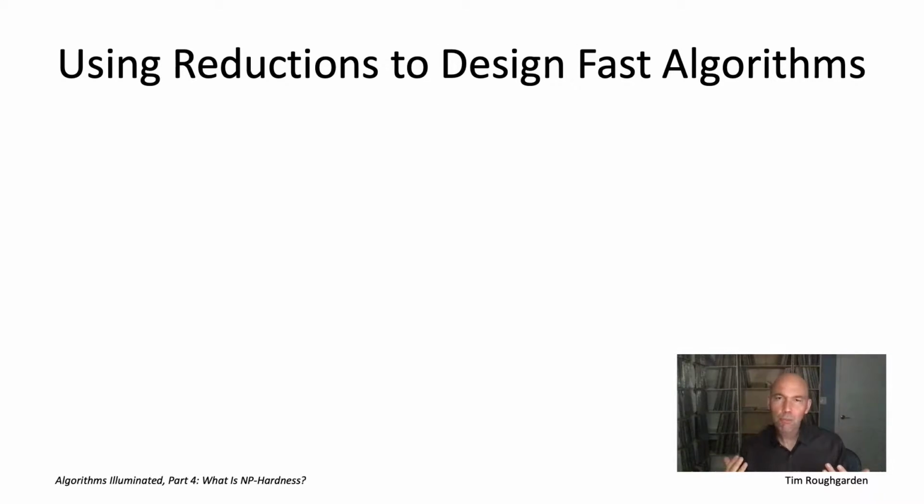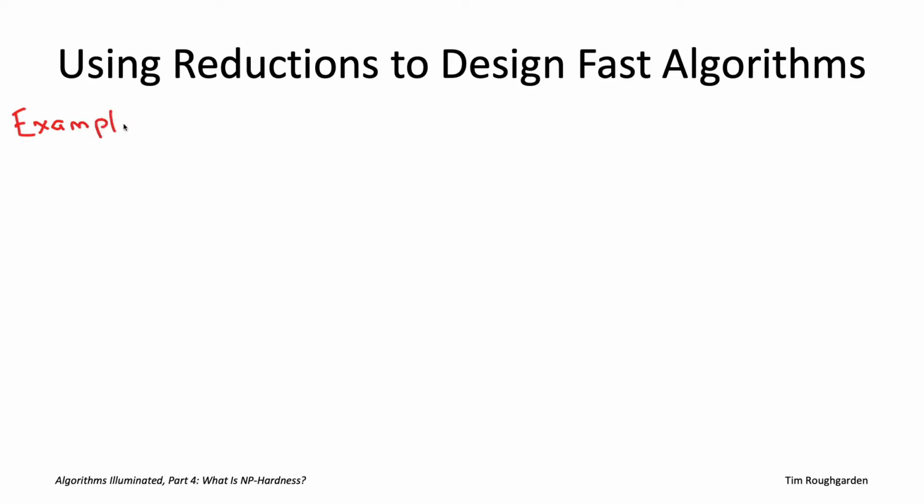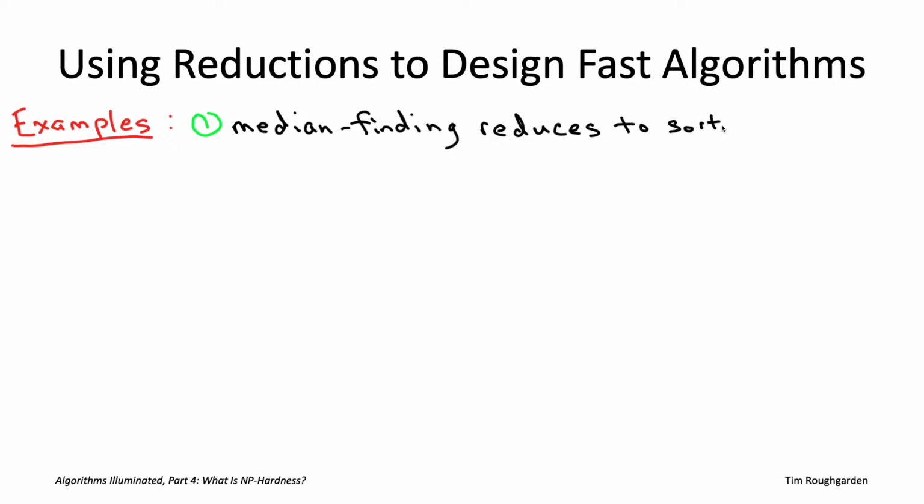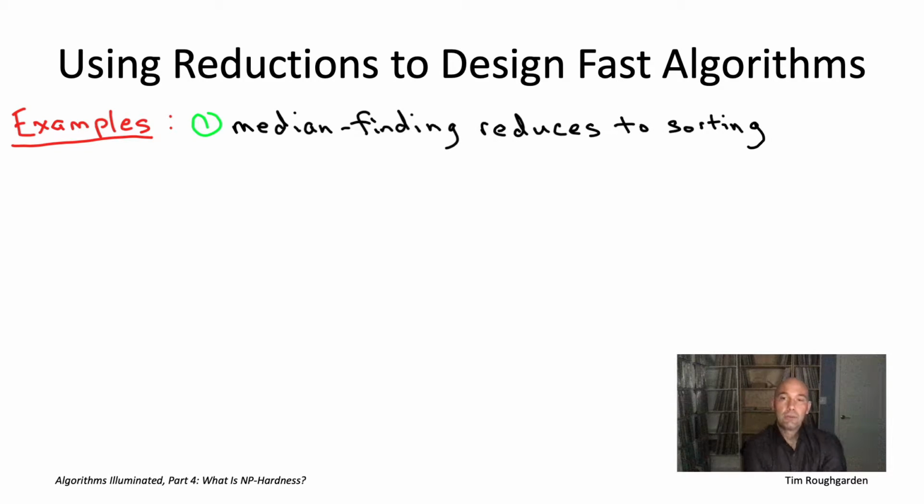So just to jog our memory, let's recall some of the reductions that we've seen previously in this book series. For example, I think the first reduction that we saw is that computing the median of an array of integers reduces to sorting the array of integers. After all, if you sort the array, the median is just going to be the middle element. So for example, if you use the merge sort algorithm, which runs in O(n log n) time on arrays of length n, that immediately gives you an O(n log n) time algorithm for median finding.